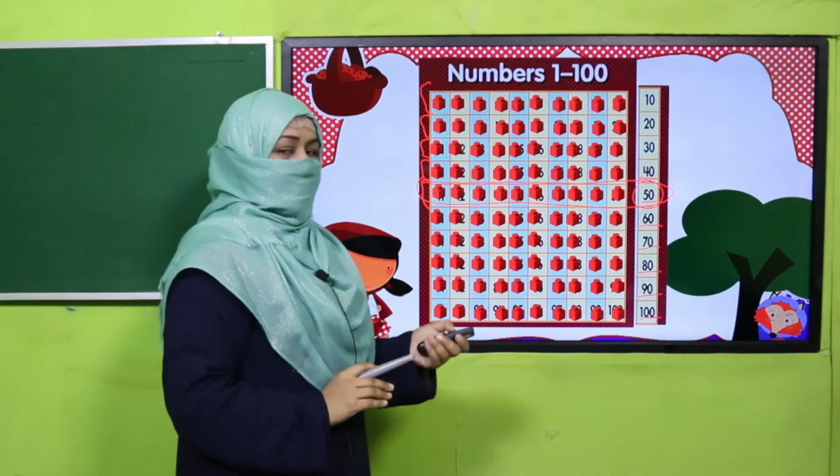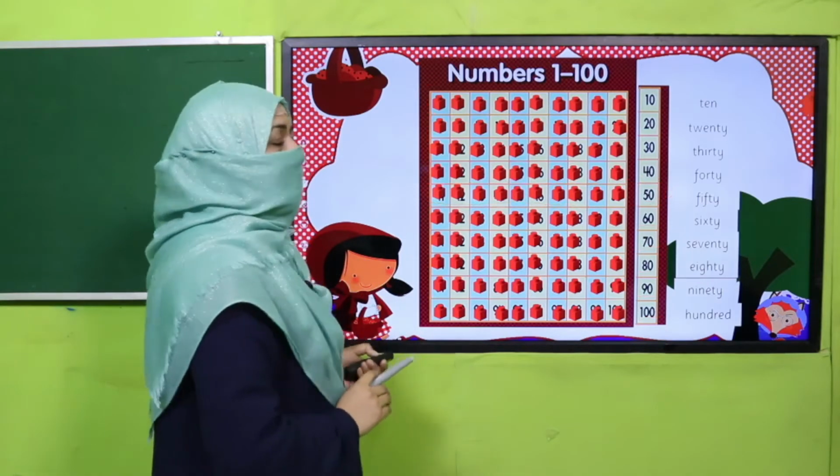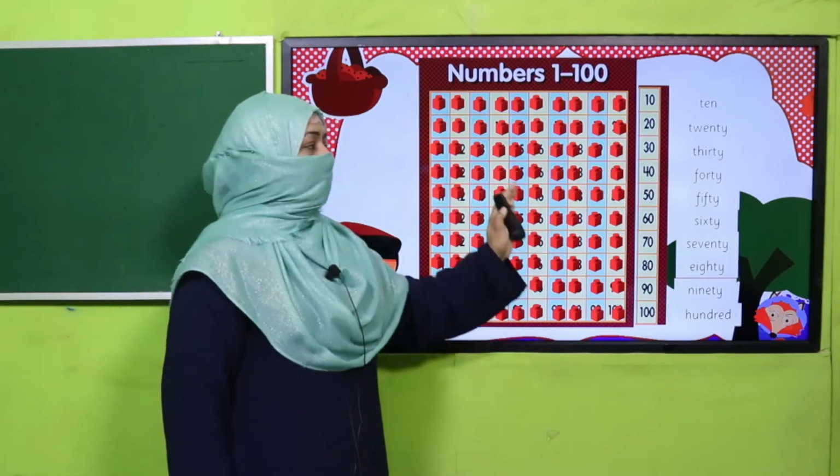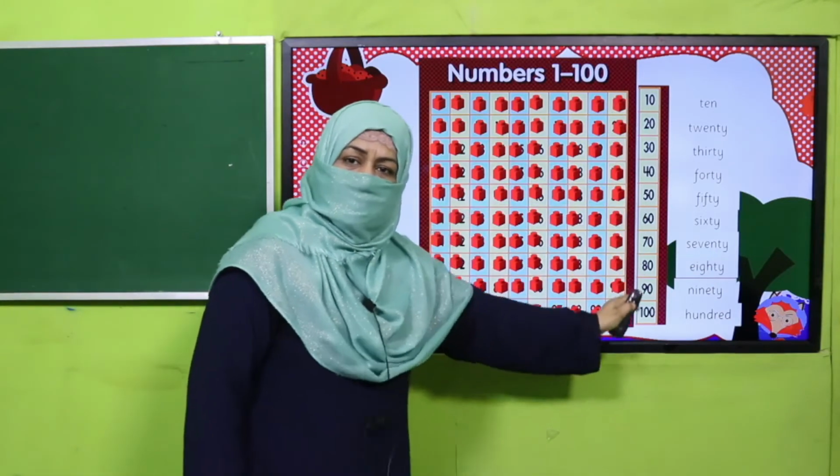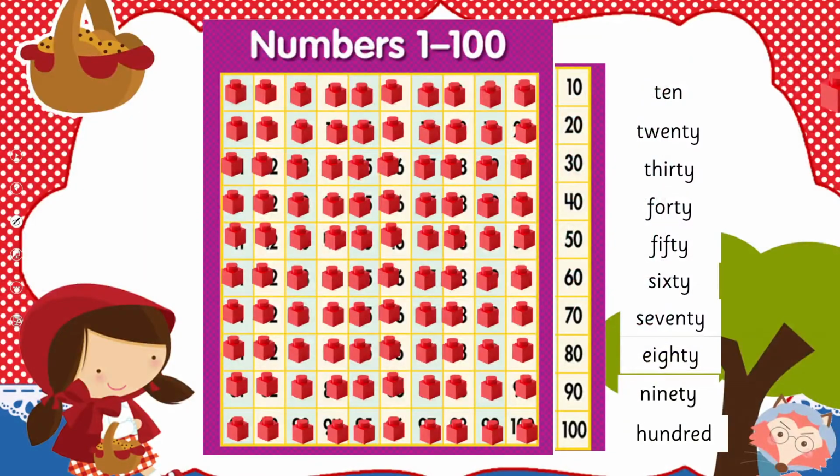All right. So the next thing is how to write number in tens. The way we count and we write in numbers, likewise we may count and write in words. 10, T-E-N, 10. 20, T-W-E-N-T-Y, 20. 30, T-H-I-R-T-Y, 30. 40, F-O-R-T-Y, 40. 50, F-I-F-T-Y, 50. 60, S-I-X-T-Y, 60.